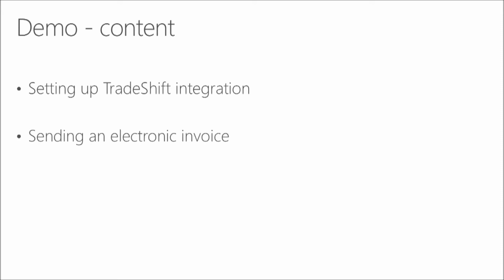So I will go into the demo mode. I have three more or less big demos to show you. I'll start by showing you how you can set up Tradeshift. And then we already set up two Azure machines. One is company A and one is company B. Company A will be the sender of a document. So I'll show you how to send the electronic invoice to company B, that is the receiver. And then on the other side, I'll show you how to receive an electronic invoice.